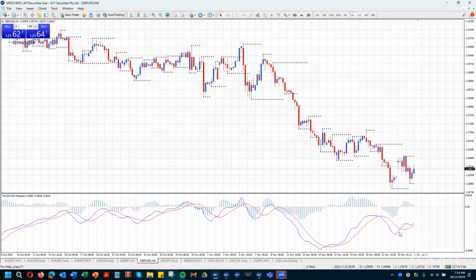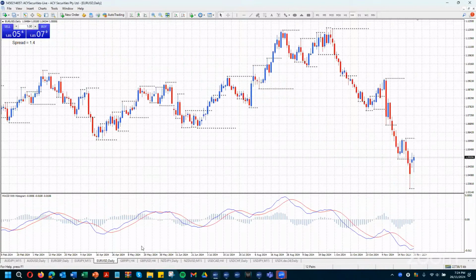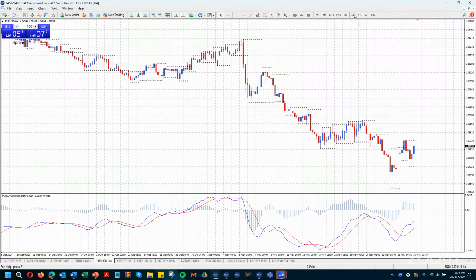On the 4 hour here on the MACD, we're actually seeing a bit of positive divergence. So maybe we are going to see a shift. What does the euro dollar say on the 4 hour? We're seeing positive divergence on the 4 hour too. So there's an indicator telling us maybe we're changing trend down there, but we'll just have to wait and see.